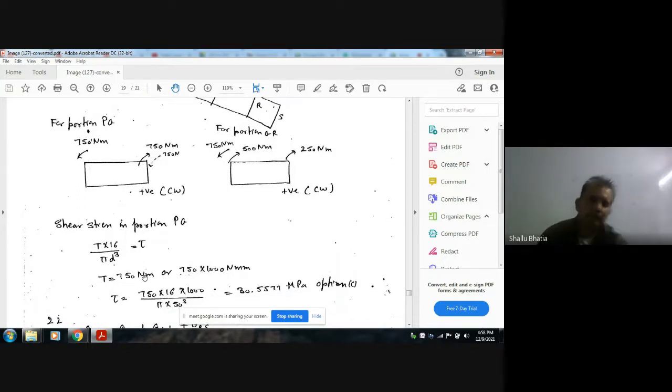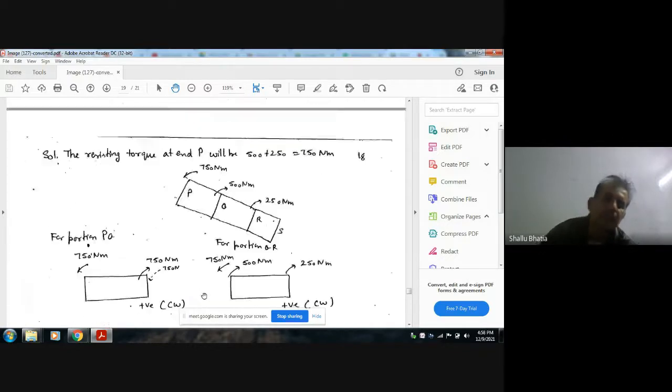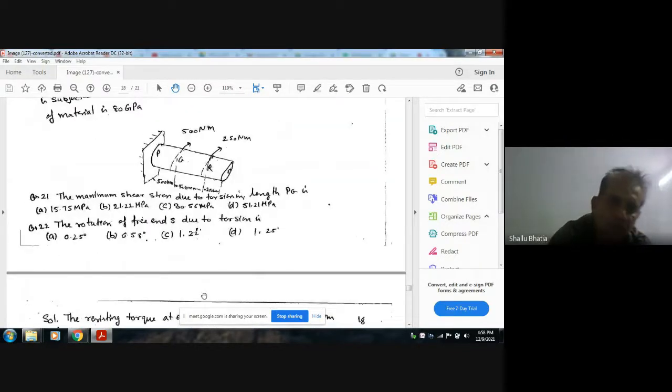Now we can find out the stress in these two portions by using the torsion equation. In the portion PQ, the stress is 16T by pi d cubed, where T is 750. So we can find the stress by putting the value of d, and d is 50 mm. Next, we have to find out the rotation of S.